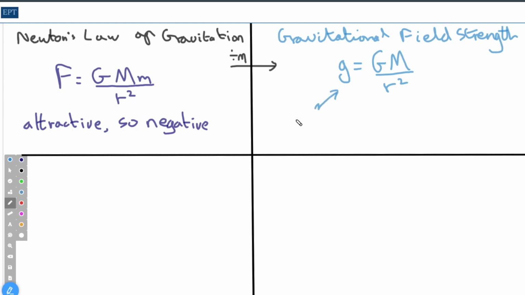And this one, g, will have the units newtons per kilogram. Sometimes we refer to it as acceleration, which will be metres per second squared, of course, or acceleration due to gravity.